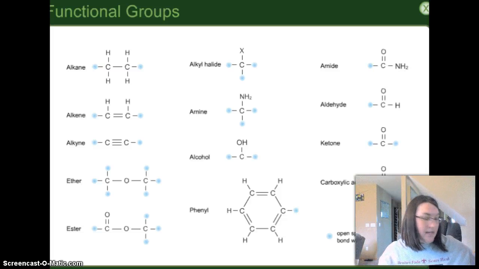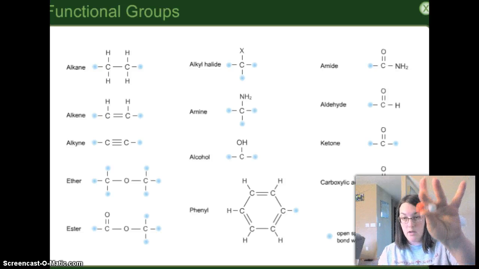So another one that they gave you as an example was for alcohol. So alcohol is going to have an OH group on it. And notice it's not OH negative, because what is OH negative? OH negative from your acids and bases, hopefully you remember, is hydroxide.